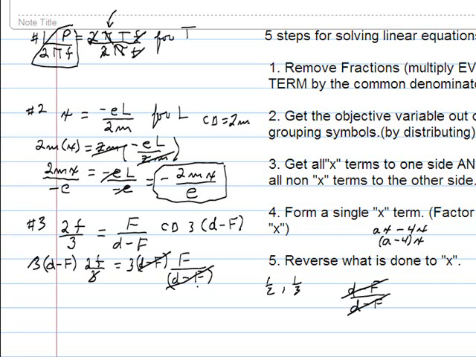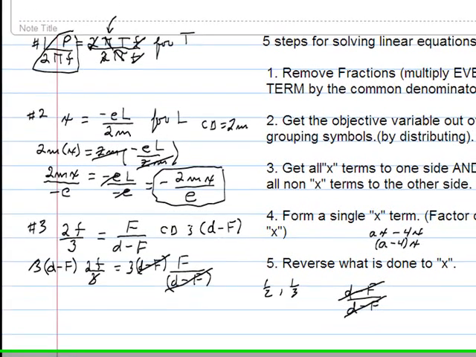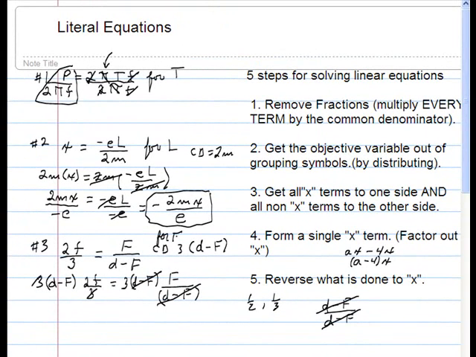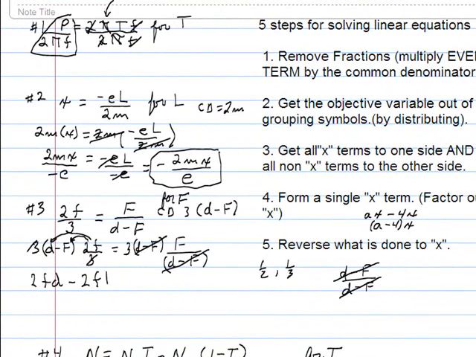Now I'm solving for capital F. And let's see, am I solving for capital F? It didn't say what I'm solving for. Doesn't say on the sheet either, so I'm just going to say for F. We're solving for capital F, and capital F is in the grouping symbol. So to get capital F out of the grouping symbol, I'm going to distribute the 2f here and here. So I get 2 little f d minus 2 little f big F equals 3 big F.